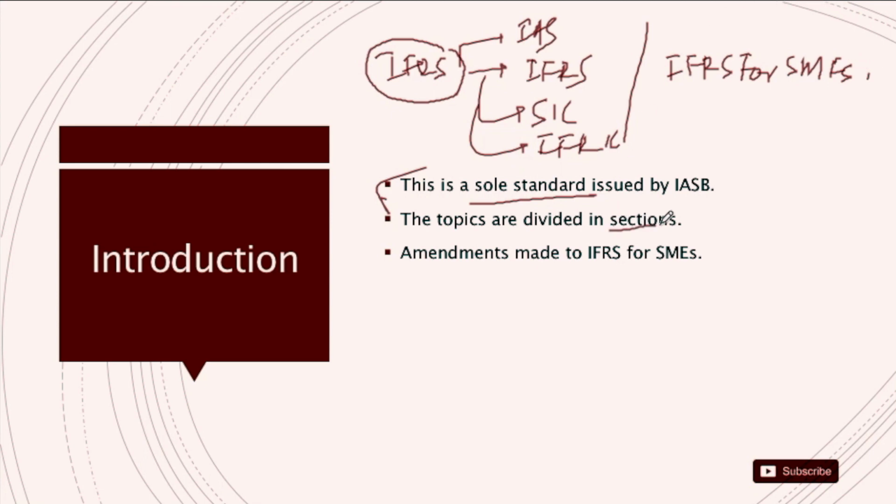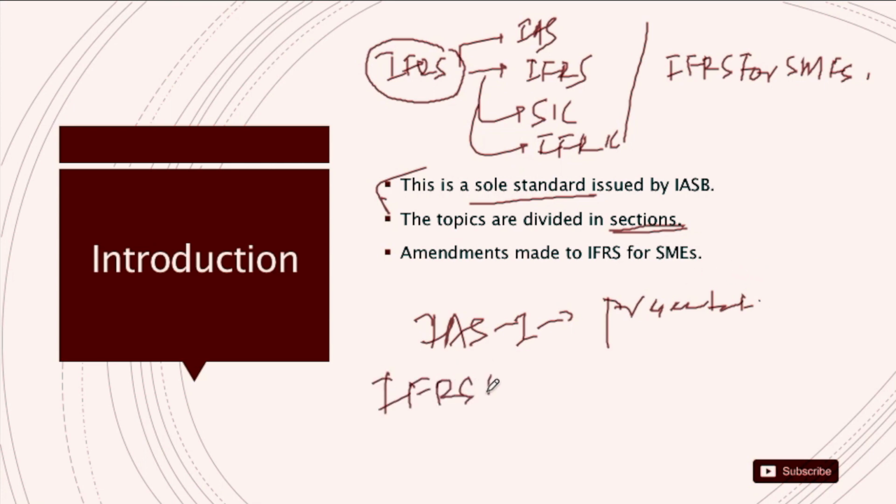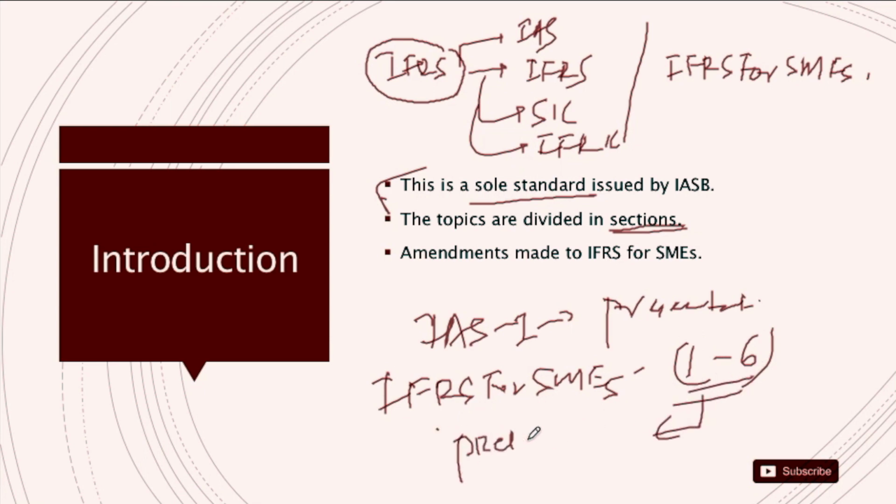The topics are divided into sections. IFRS for SMEs contains sections for different topics. For example, IAS 1 in case of the IFRS deals with the presentation of financial statements. But when we come to IFRS for SME, it has sections 1 to 6 that deal with the presentation part. So when we comply with the IFRS full, we need to comply with IAS 1, but when we are complying with IFRS for SMEs, sections 1 to 6 deal with the presentation.